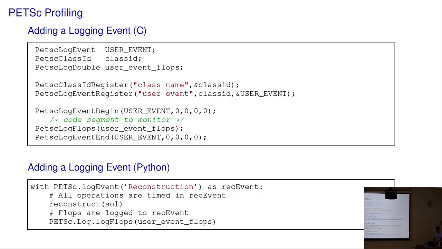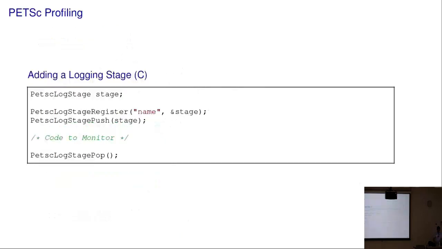I think Matt talked about how you add logging events. Anyway, it's pretty straightforward. You can look at it in the manual. Something that I think is very useful in PETSc, and actually I find a big limitation of a lot of tools that are just profiling tools, is that PETSc has this idea of logging stages that most profiling tools don't have.